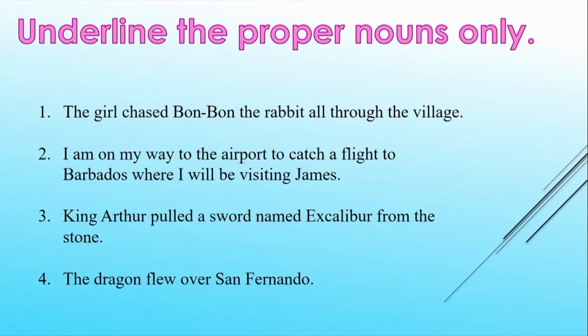Right? So good. So this one, I want you to remember, we are only dealing with proper nouns. So the proper nouns are the specific names for things. Remember that. So I want you to go through these sentences with me, and we're going to find the different proper nouns in these sentences. And what we will do is we will get the common ones after. So number one, the girl chased Bon Bon the rabbit through the village. So take a little time, and I want you to find the proper nouns only in that sentence. See if you can accomplish that.